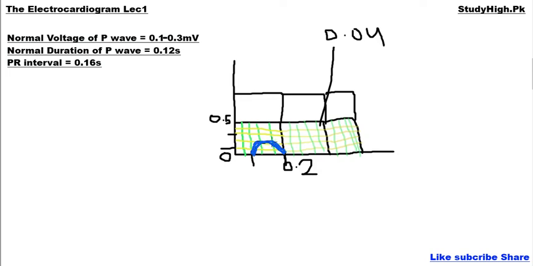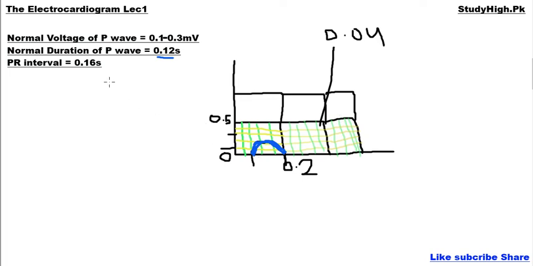So in this way, by knowing the normal values of the P wave, we can draw the normal P wave of the electrocardiograph. First of all, you must know the normal duration of the P wave and the normal range of voltage. Its normal range of voltage is 0.1 to 0.3 millivolt. Its normal duration is between 0.12 to 0.14 second. As a result, after knowing the normal values of the electrocardiographic paper, you can draw the P wave.